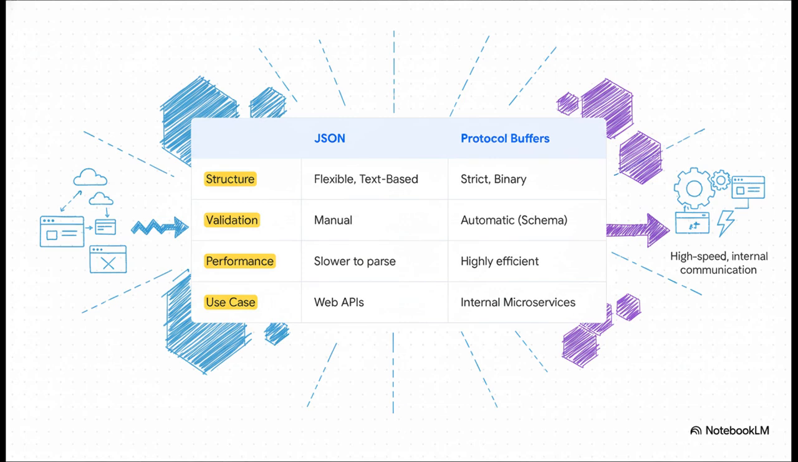Now, a lot of us default to something like JSON. And hey, it's great. It's easy for us humans to read, it's flexible, which is perfect for web APIs that talk to the outside world. But for that high-speed internal chatter between your services, that flexibility can actually be a huge weakness. You need something stricter, something way more performant. And that, my friends, is where protocol buffers, or protobuf, really starts to shine.